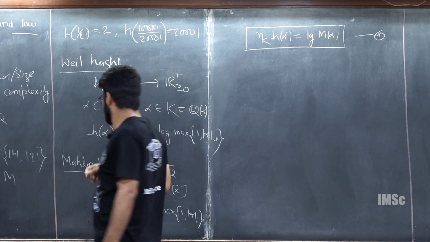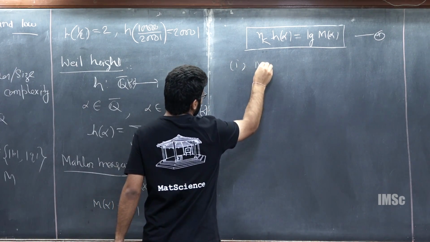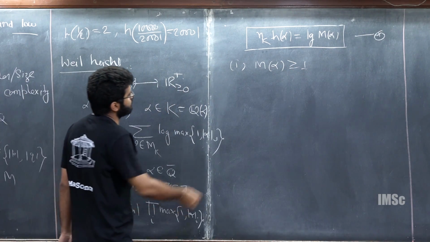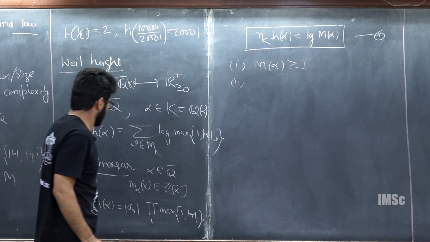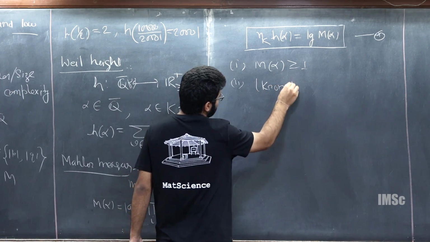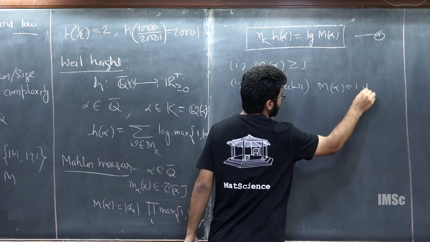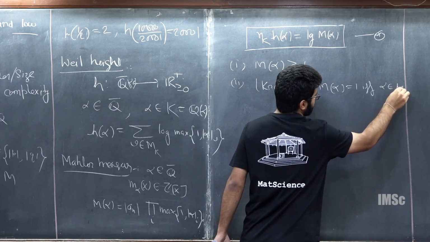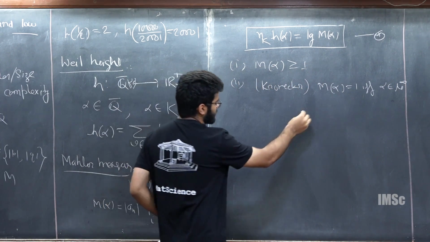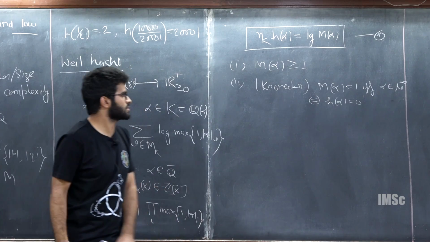If you closely see the definition of Mahler measure, we have the following. The Mahler measure of any number is always greater than or equal to 1. The second thing follows from a well-known theorem of Kronecker, which says that the Mahler measure of alpha is 1 if and only if alpha is a root of unity. This is the notation I will use for the roots of unity in Q bar, and this is equivalent to saying that the height of alpha is 0 if and only if alpha is a root of unity.